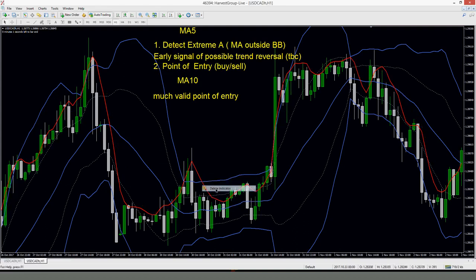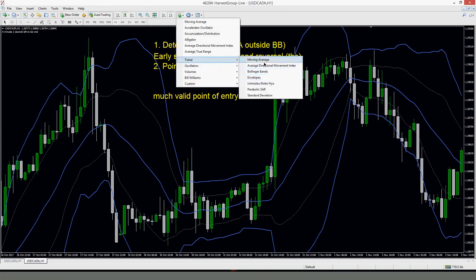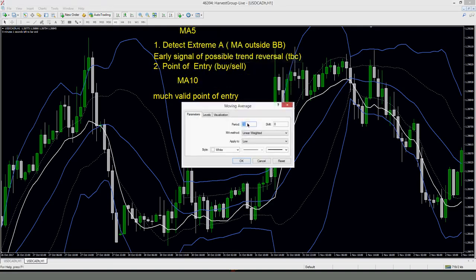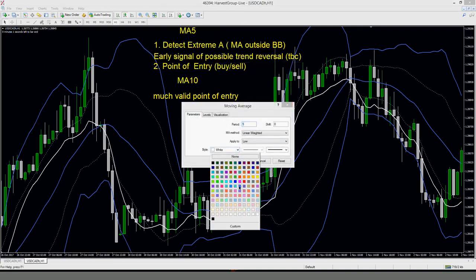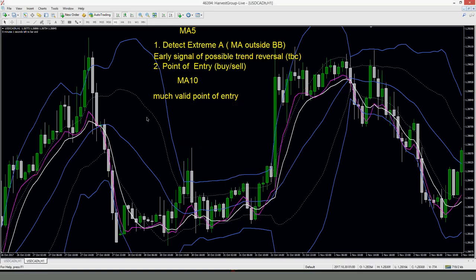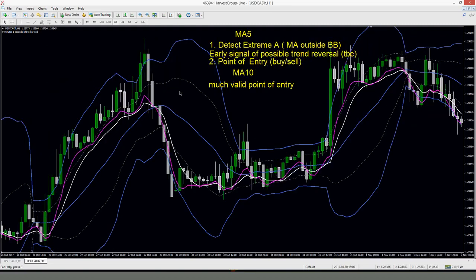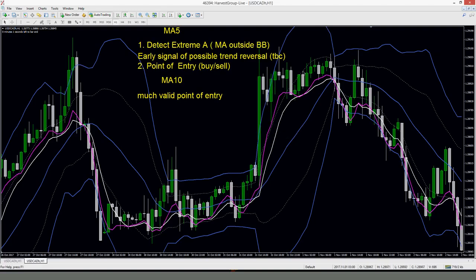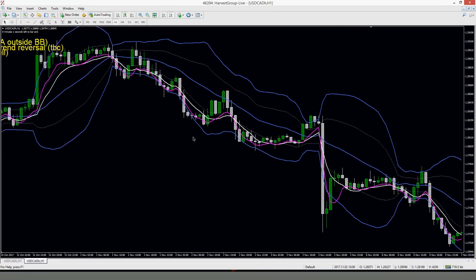Let me just delete this indicator so I can put in the buy indicators. Okay, very straightforward. As you know, every time the candle rejects MA5 is a point of entry. So here the candle rejects, so the price went up. Also over here the price went up, and obviously over here as well. So this is a point of entry buy.